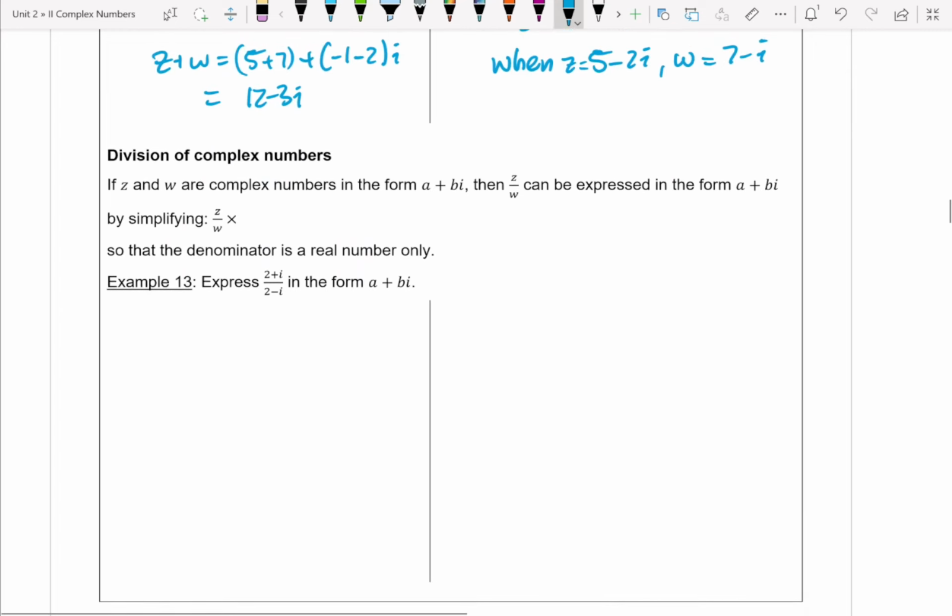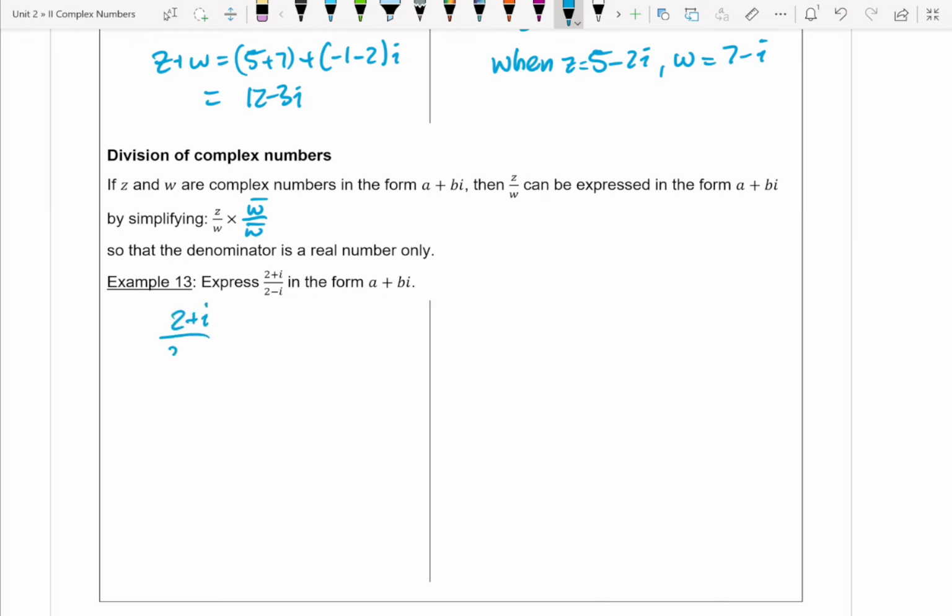So if z and w are complex numbers in the form a plus bi, then z over w can be expressed in the form a plus bi by simplifying z over w times the conjugate of w over the conjugate of w. So this is kind of like rationalizing the denominator, but instead of rationalizing it, we're making it real. So realizing the denominator. So express 2 plus i over 2 minus i in the form a plus bi.